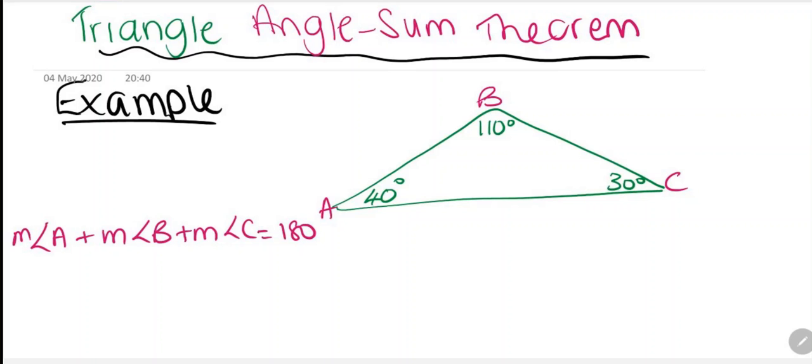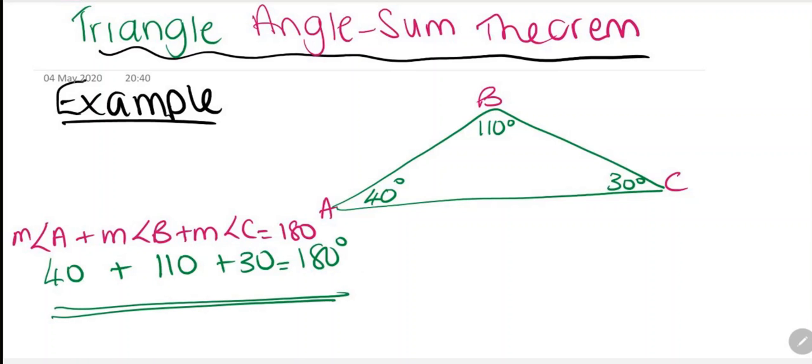And we'll check that. So we have 40 plus 110 plus 30 is 180. So this is the angle sum theorem.